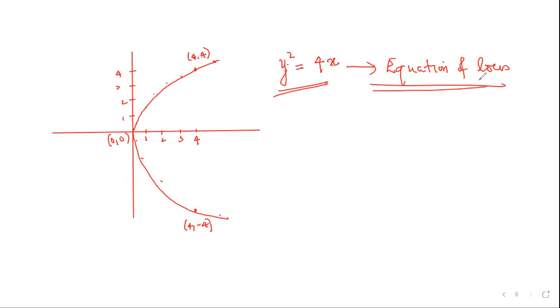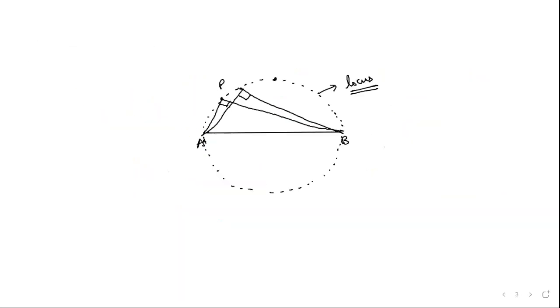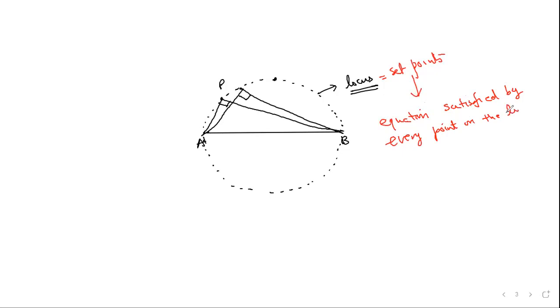So when you hear the word equation of the locus, what have you understood? Can anybody tell me? Locus means what? Set of points. Equation of locus means what? The equation satisfied by every point on the locus. Understood? Equation of locus means what? The equation satisfied by every point on the locus. All of you understood the statement, what I explained?